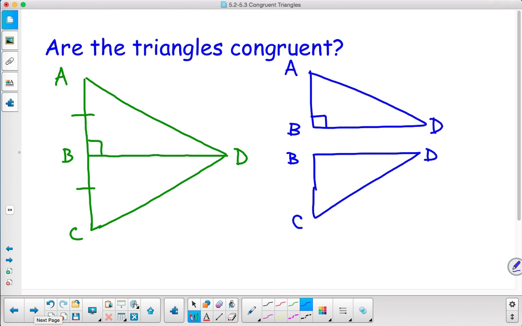Okay, ABD is a right angle, and CBD would also have to be a right angle because they're a linear pair. Segment AB congruent to segment BC. That shared segment BD is the same length again. So looking at the pictures, do you see the right angle is made up of the two sides that are congruent? So we have a yes, they're congruent, again by side, angle, side.